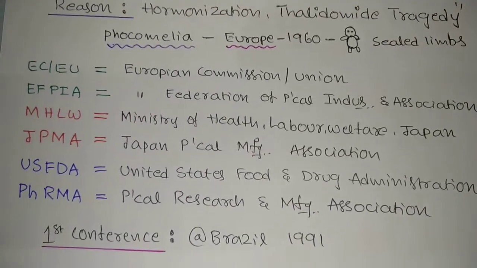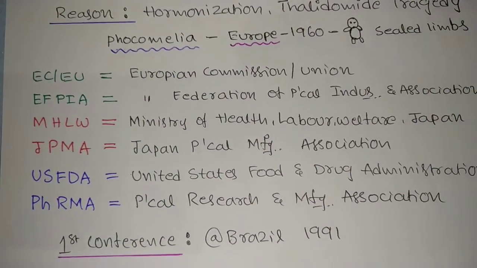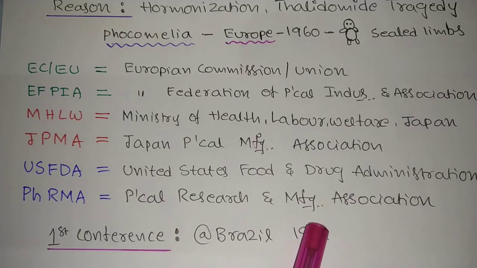And the first conference of ICH was held in 1991 at Brazil. See here, all are in a sequence: 1989 proposal, 1990 establishment, 1991 Brazil first conference. All three are in a row.